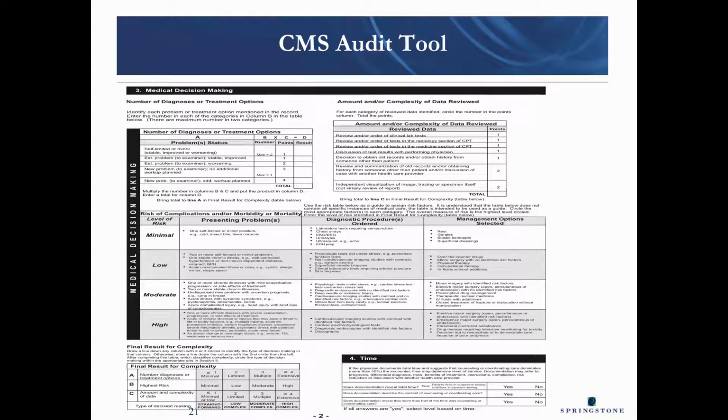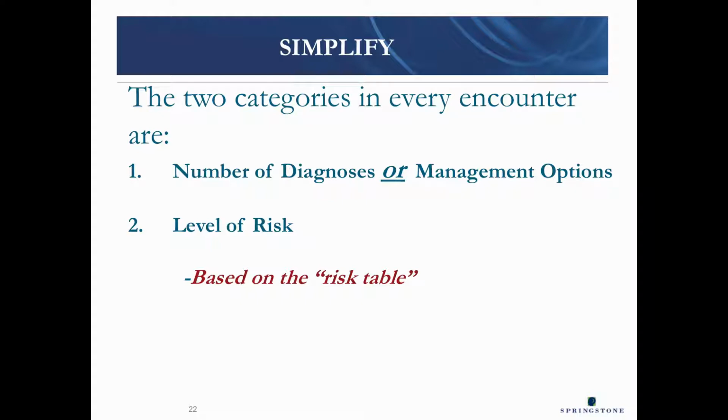So how can we simplify this? Because this is not user-friendly, to put it mildly. Well, the 2 categories that are always present in every encounter are the number of management options or diagnoses, and I prefer focusing on management options because you could have a very complicated patient with only 1 diagnosis. Or you could have a patient who's really quite stable, but with 3 stable diagnoses. So the issue really is more about management options.